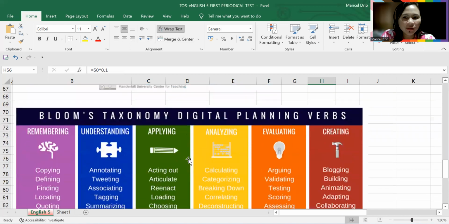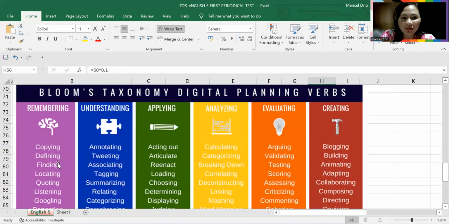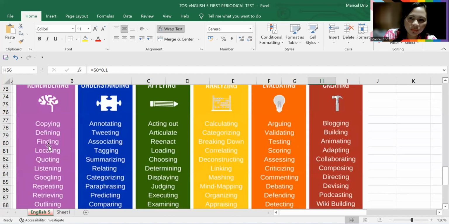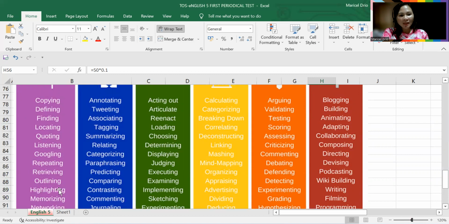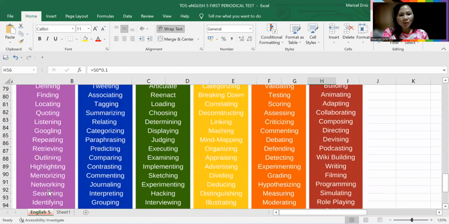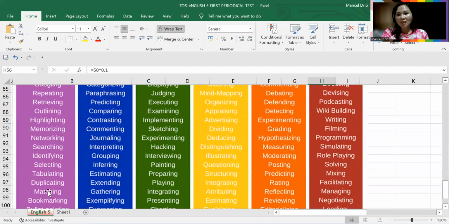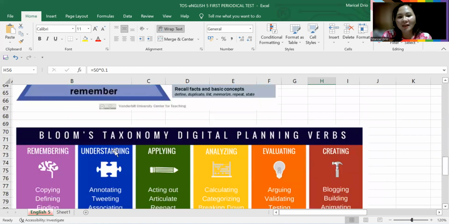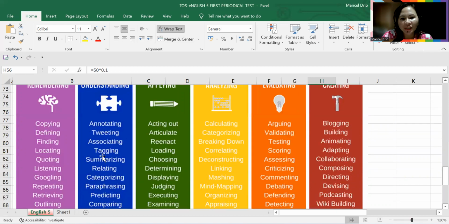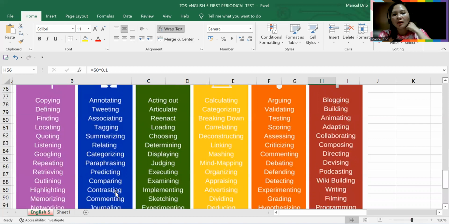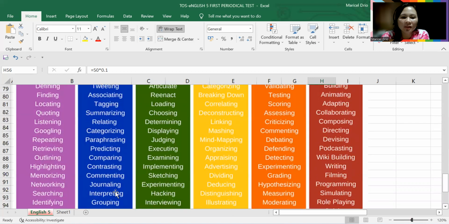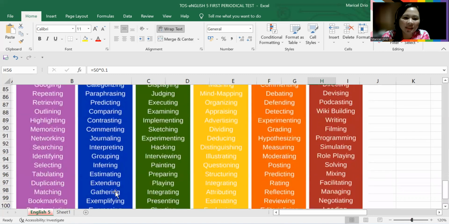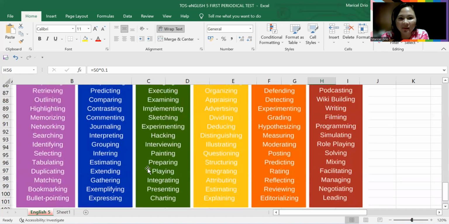So I still have here Bloom's Taxonomy Digital Planning Verbs. For remembering, you can use copying, defining, finding, locating, quoting, listening, googling, repeating, retrieving, applying, highlighting, memorizing, networking, searching, identifying, selecting, tabulating, duplicating, matching, bookmarking, and bullet pointing. For understanding, we have annotating, tweeting, associating, tagging, summarizing, relating, categorizing, paraphrasing, predicting, comparing, contrasting, commenting, journaling, interpreting, grouping, inferring, estimating, extending, gathering, exemplifying, expressing.